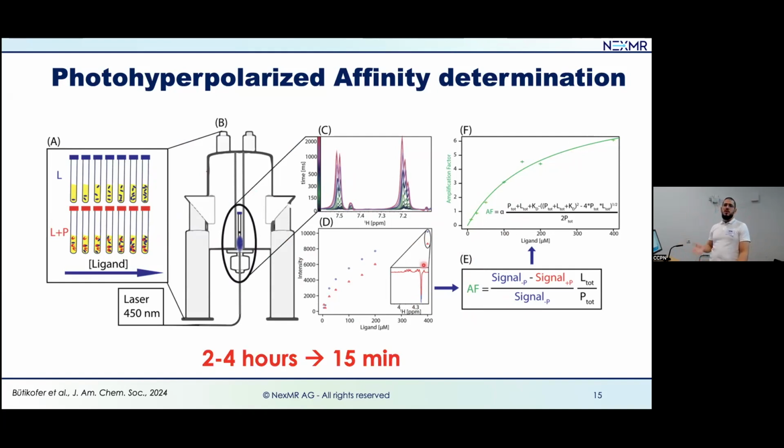And what usually takes a couple of hours or even a bit more sometimes now takes us about 15 minutes, with a few micromolar of protein, let's say 2 to 5 micromolar of protein, and a bit more of the ligand. I mean, as much as you need for the titration.